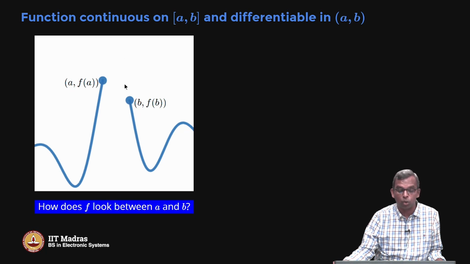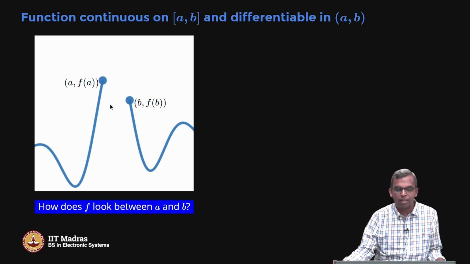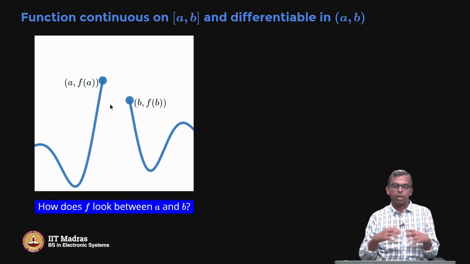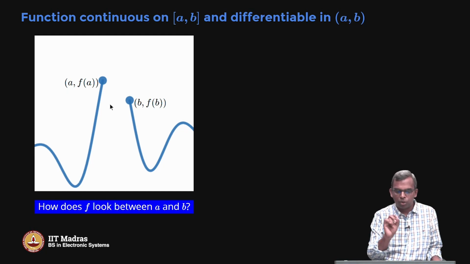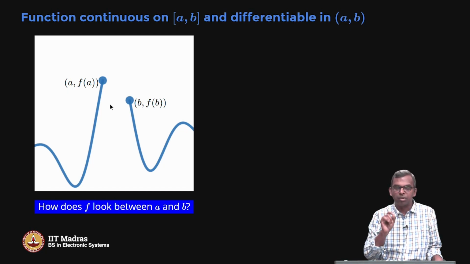How could the function look? What are all the possibilities? Are there some interesting conditions? Okay, so this is what the mean value theorem is all about. It gives you an idea, some interesting property, for however the shape may be. As long as you draw continuous differentiable curves, there are some very interesting properties that are satisfied.